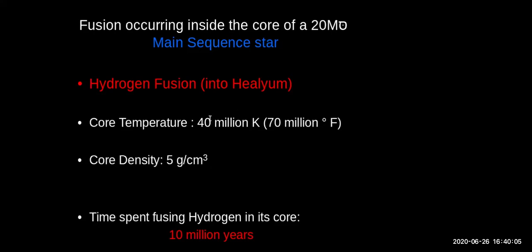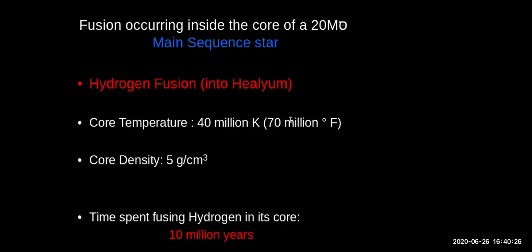Now, maybe you can either write this down or remember. You're not going to have to know these numbers, but I want you to see the pattern. The core temperature of this star on the main sequence is 70 million degrees. Now, the core temperature of the Sun on the main sequence is only about 27 million degrees.